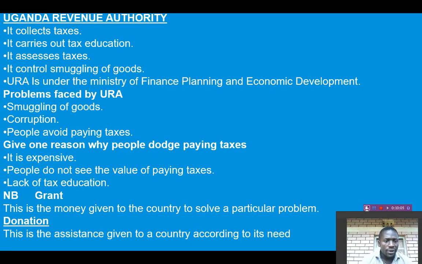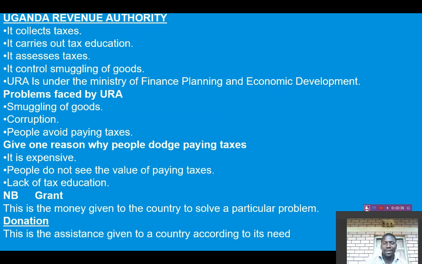It also controls smuggling of goods. There are some people who want to import goods from outside without paying taxes. So the URA is in charge, and it takes control to see how these goods come in and if they are properly paid the taxes. The URA is under the Ministry of Finance, Planning and Economic Development. That is the ministry under which URA is.